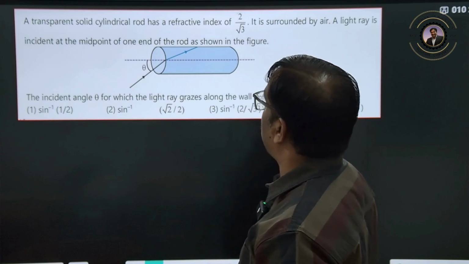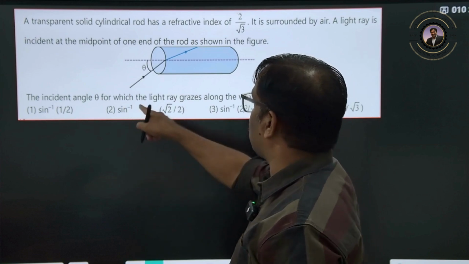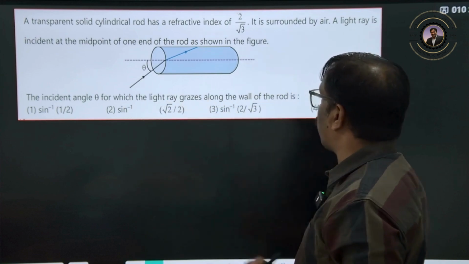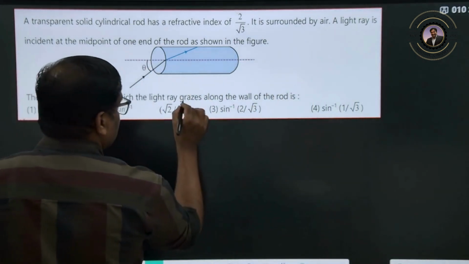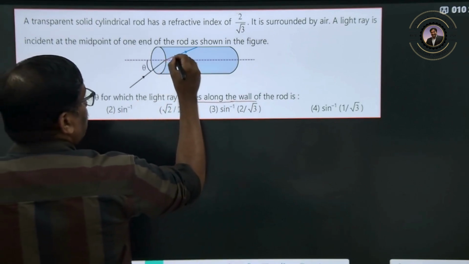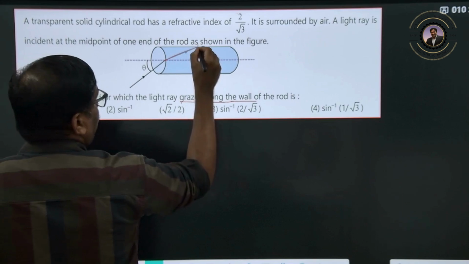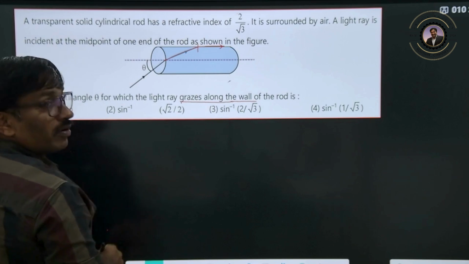A light ray is incident at the midpoint onto this one. Find the angle of incidence at which the light ray grazes along the wall of the rod. This understanding is very important: grazes along the wall of the rod. That means this light ray will go like this, then afterwards it will graze like this. So for this, theta we have to calculate.